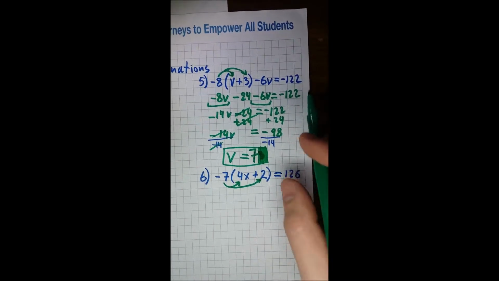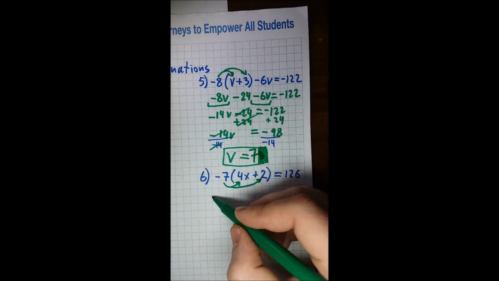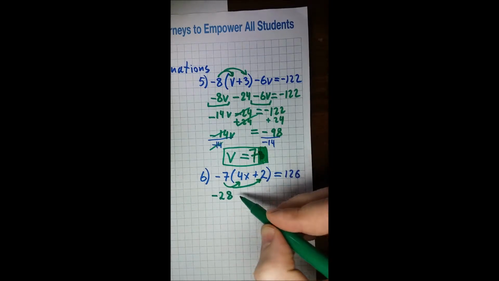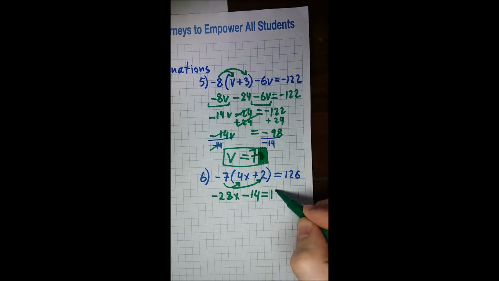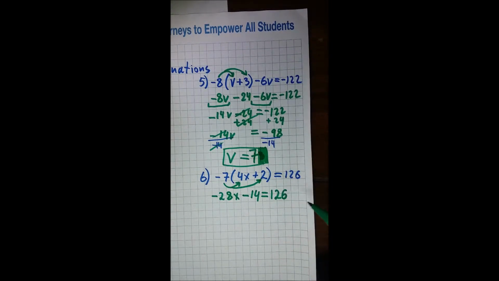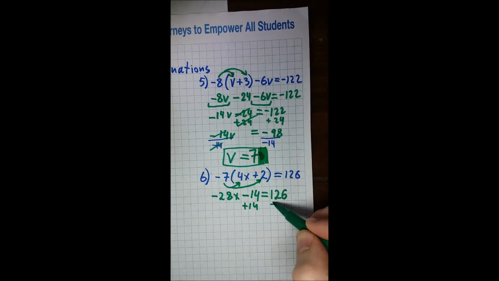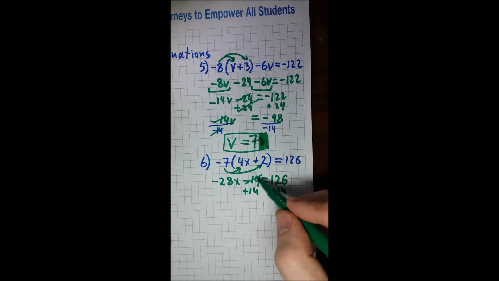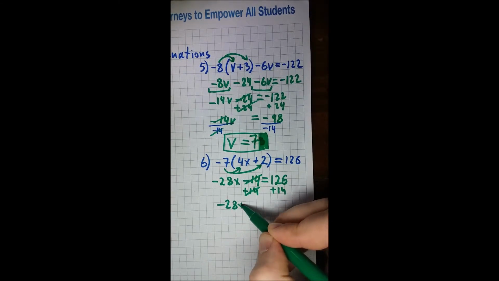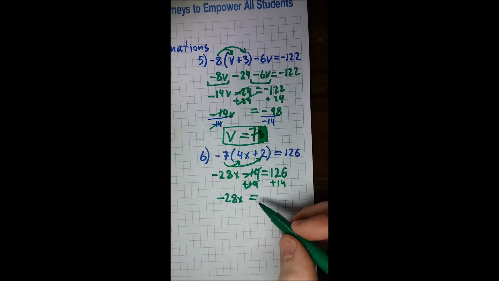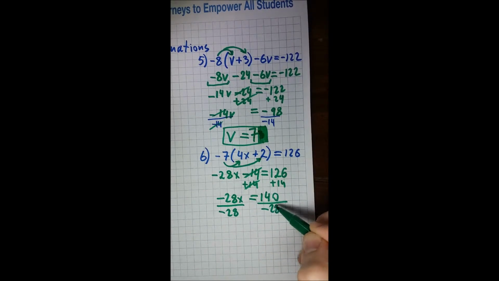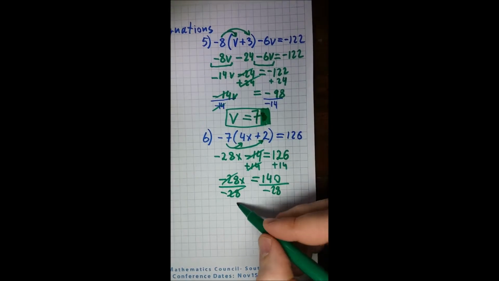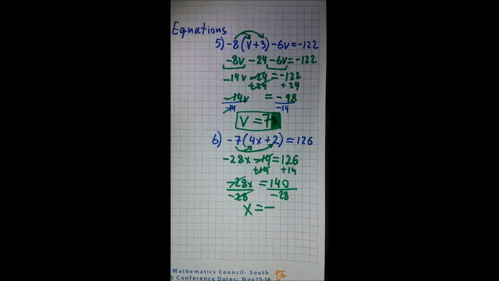Number 6, we distribute the negative 7 into the parentheses, so it's going to be negative 28x minus 14 equals 126. Okay, now we're adding 14 to both sides. So it's negative 28x equals 126 plus 14, which is 140. Then we divide both sides by negative 28. These two cancel out. x equals negative 5.